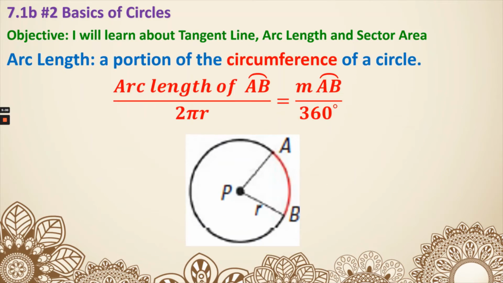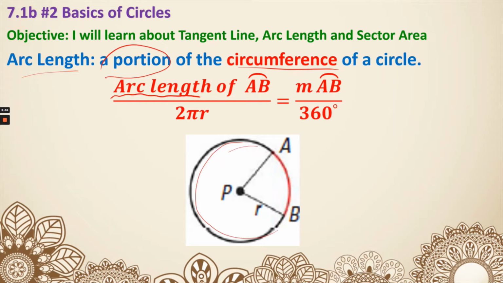Next, we're going to talk about arc length. Arc length is a portion of the circumference, which means arc length won't be inside a circle. It's going to be around the circle somewhere. It's a portion of that circle. Unfortunately, we don't have a notation for that, so we're just going to call it arc length of AB.